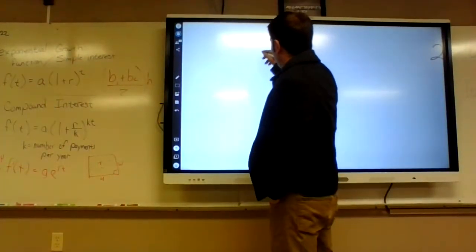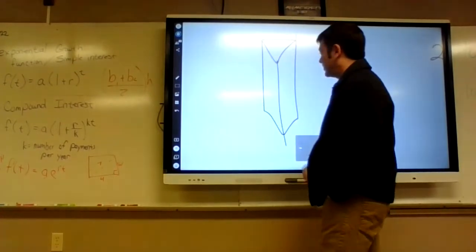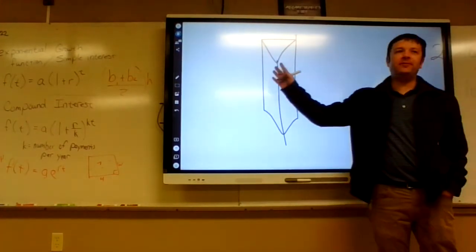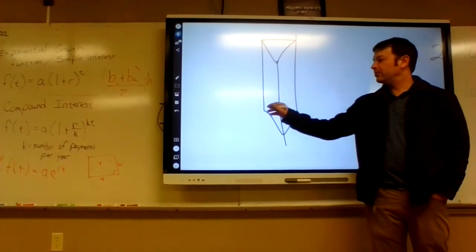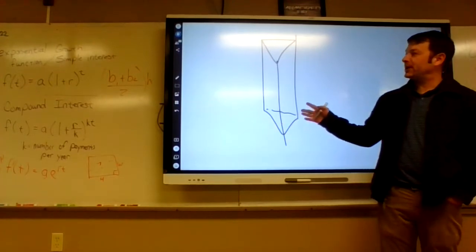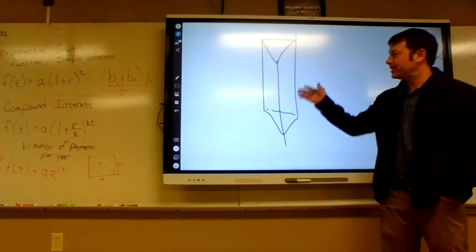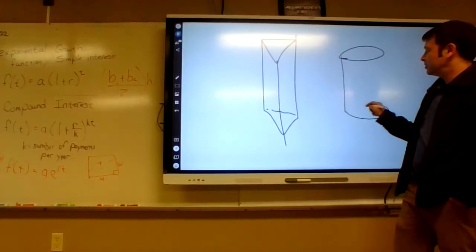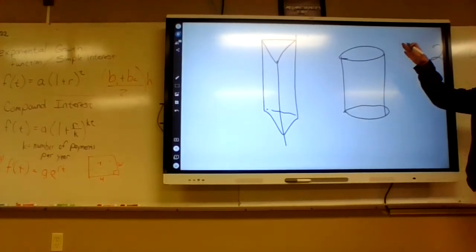You guys remember what we did yesterday? Yes, I do. Found the volumes of prisms and cylinders. How do we find the volume of a prism? Well, we found the area of the base, whatever shape the base was, and then we did that times the height of the prism. So if it was a triangle, we did the triangle area times whatever. If it was a cylinder, we did the circle area, pi r squared times whatever, right?